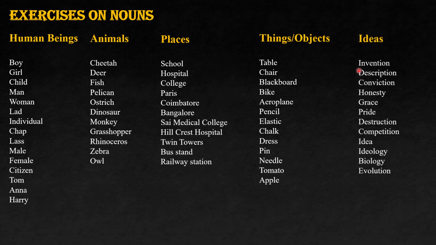The ideas: invention, description, conviction, honesty, grace, pride, destruction, competition, idea, ideology, biology, evolution. These are also examples of nouns. Now we'll see how exactly we can form singular and plural nouns.